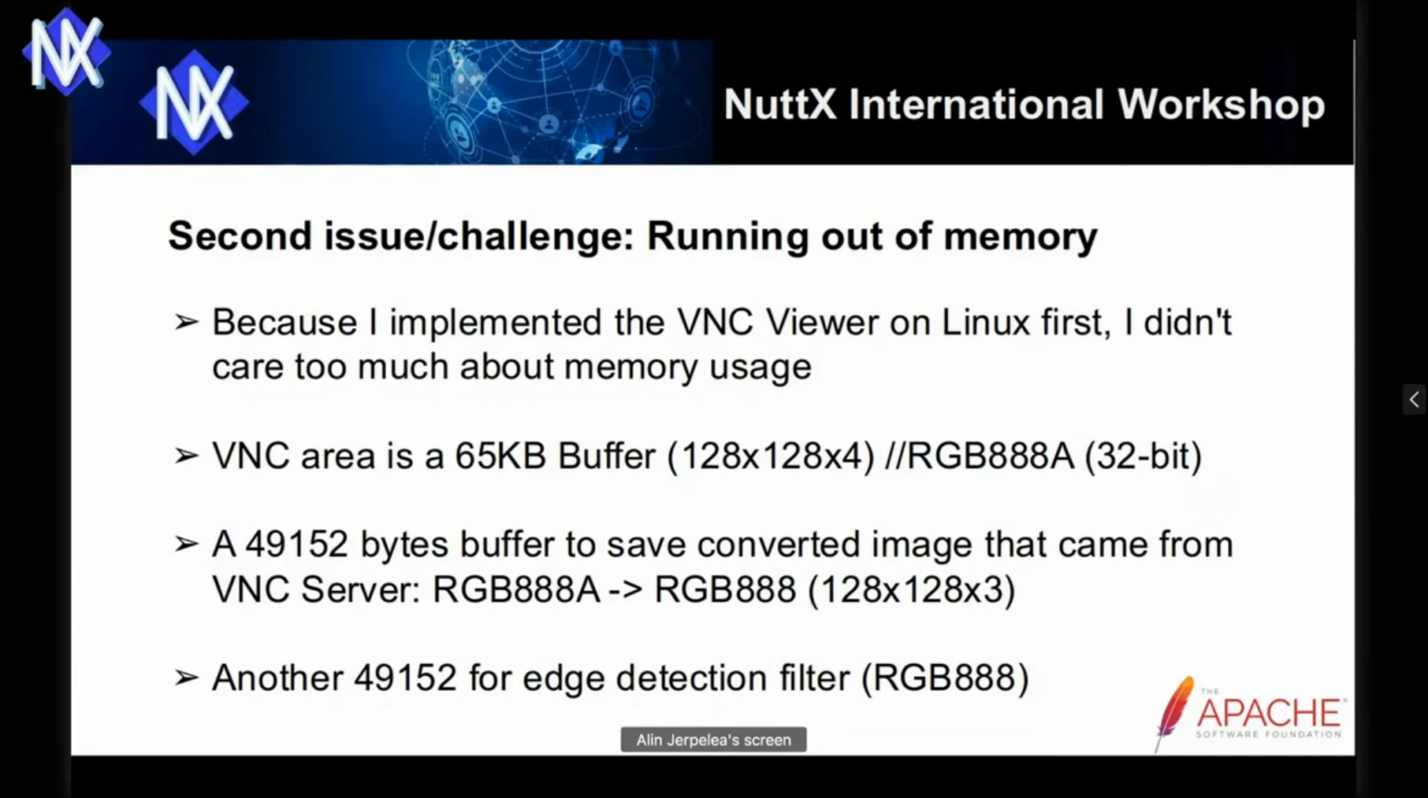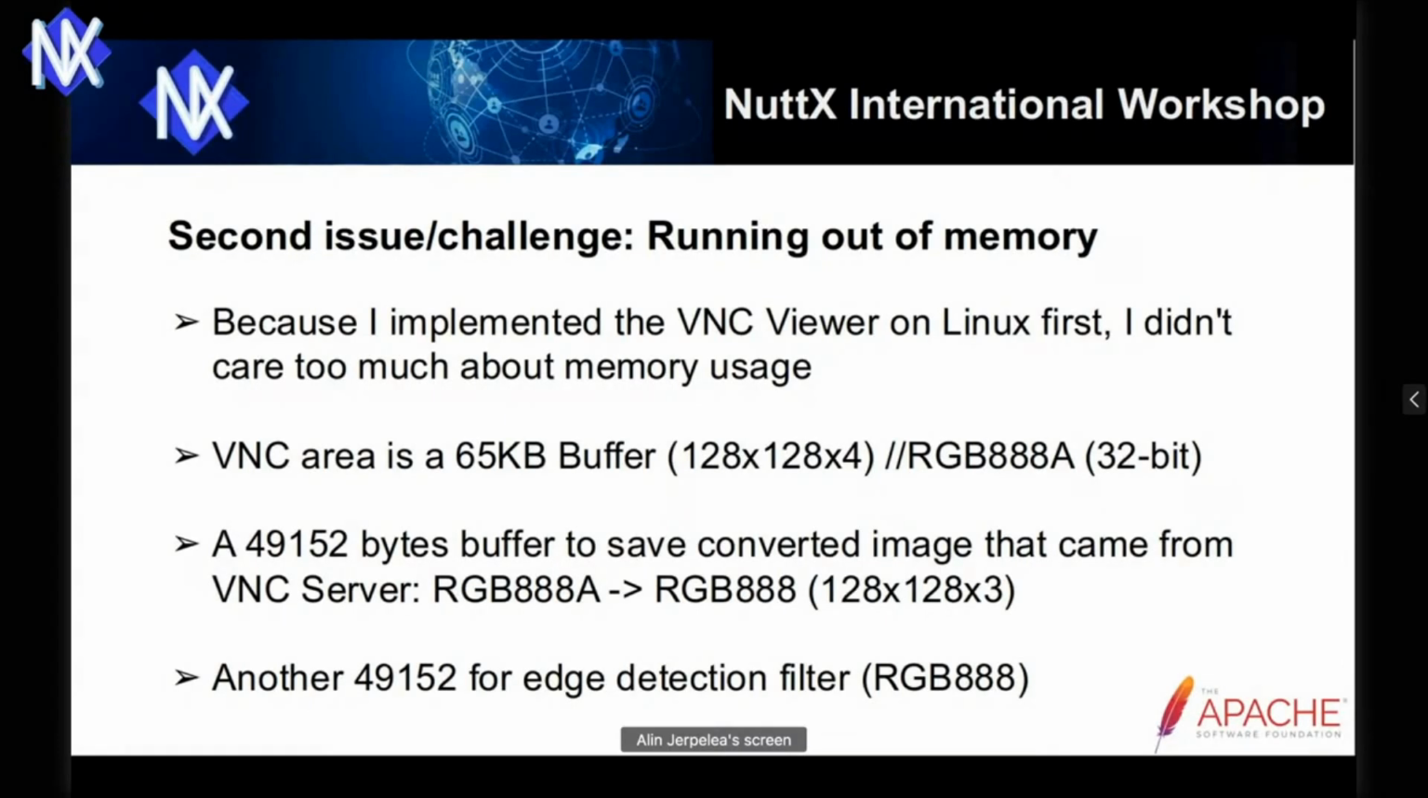But I didn't pay attention to the memory, because when you are on Linux, you have all the machine's memory. So who cares about the memory now? But after converting it, after compiling it on NuttX, I realized the VNC buffer was already big, because I was reading 128 by 128 by 4.